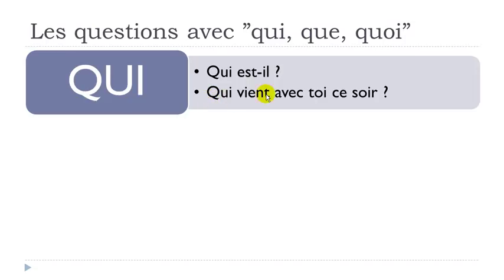qui est-il, or then, let's see, a little example here, qui vient, vient is venir, yeah, is to come, sorry, so qui vient, who is coming, avec toi, with you, ce soir, this evening, qui vient avec toi ce soir? So he's coming with you this evening. Qui vient avec toi ce soir? Okay?